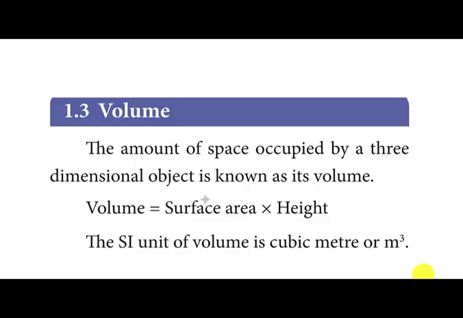Okay, let us switch over to the other topic, volume. The amount of space occupied by a three-dimensional object is known as its volume. So far we have studied about area. Now let us switch over to volume. What is volume? Volume is equal to surface area into height. Already we have studied about area. If that regular shape has height, then you can call it volume. The SI unit of volume is cubic meter or meter cube.